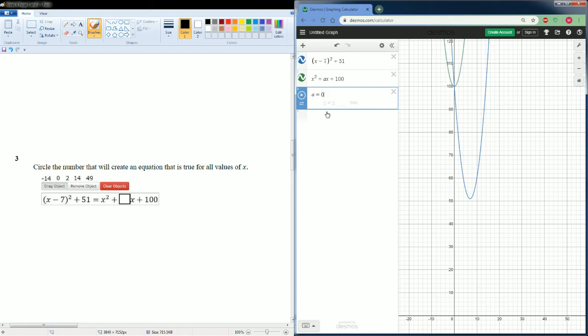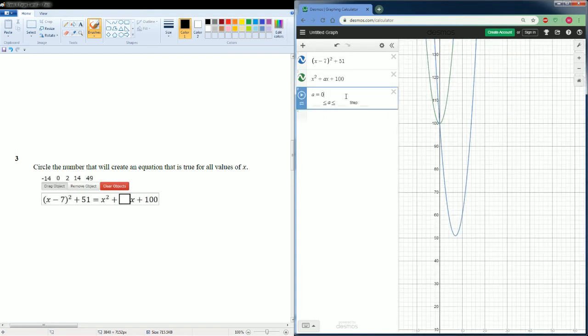So I put a equals 0. Do you see how the green is still above there? A equals 0 doesn't work. What about when I said equal to 2, right? So that's basically plugging a 2 into that equation. Doesn't work. 14, nope. Moves it to the left. And if I put 49, no, just straightens it.